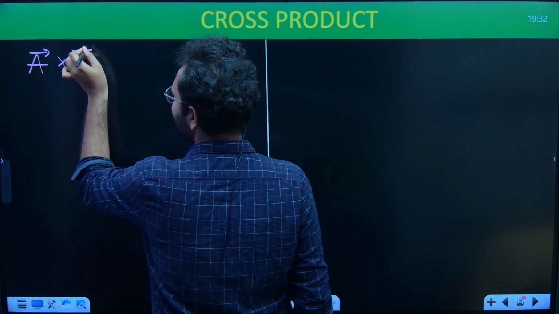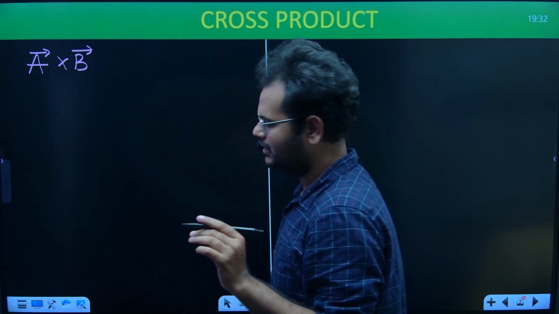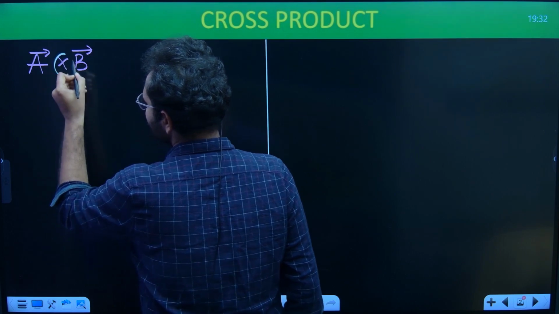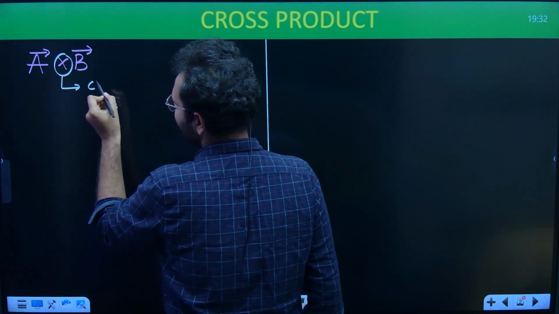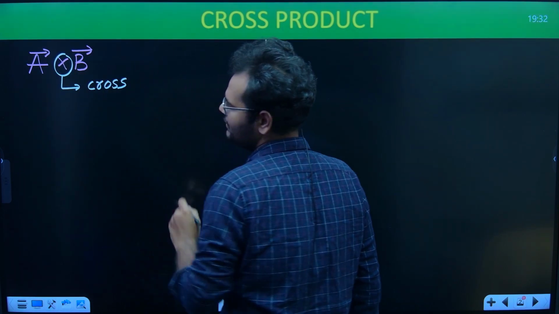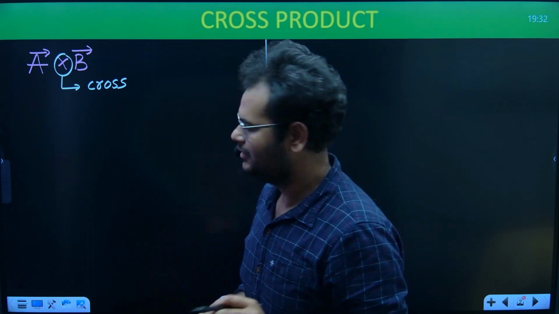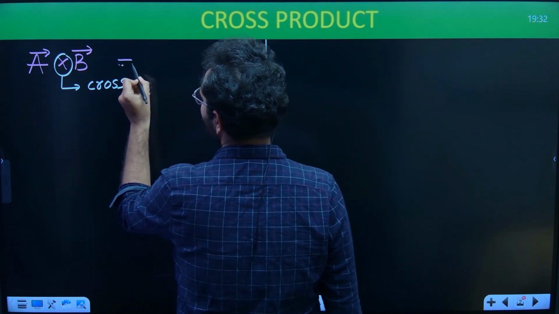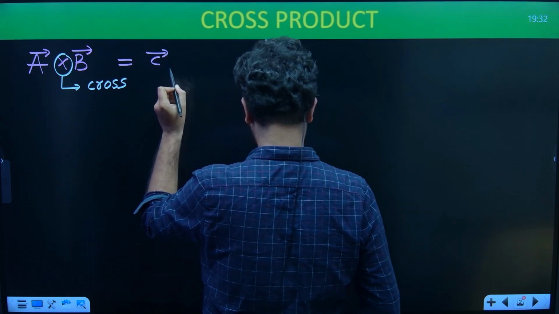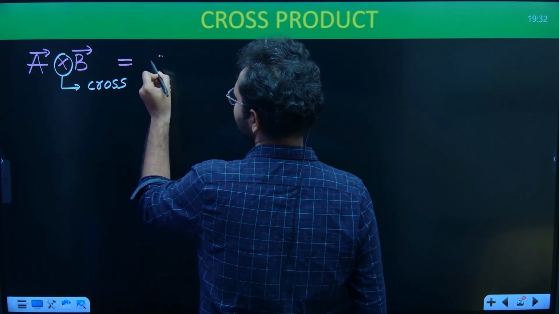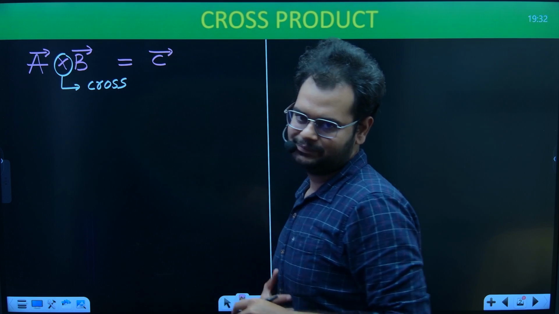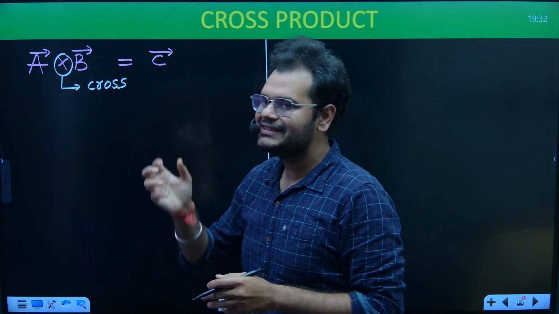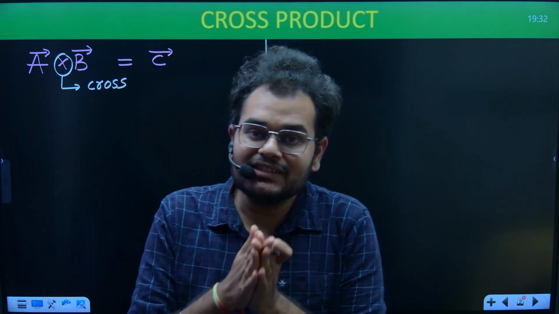This is how we denote cross product. Okay, let me tell you one thing, that this is not multiplication. This is the sign of cross. This is an operator, and when I write A cross B is equal to C vector. Sir, what is this C vector? C vector is the result of cross product. One thing, is my result of cross product scalar or vector? It is a vector quantity.